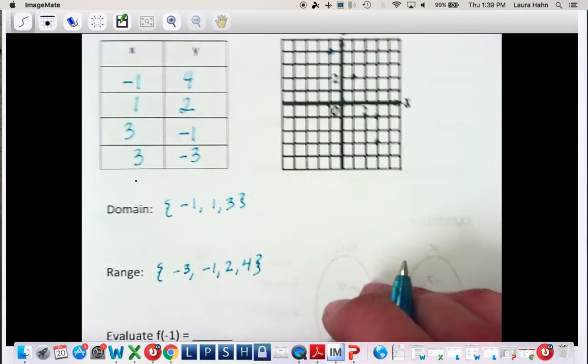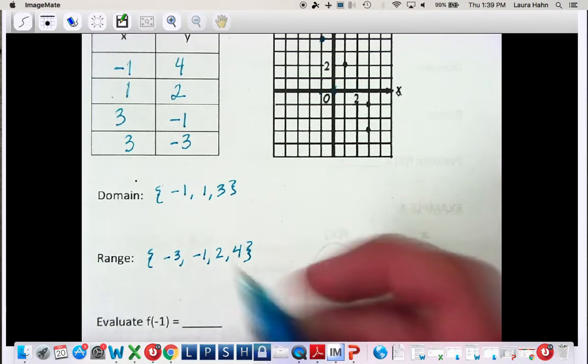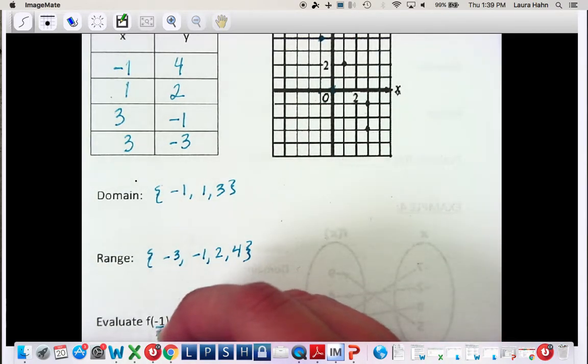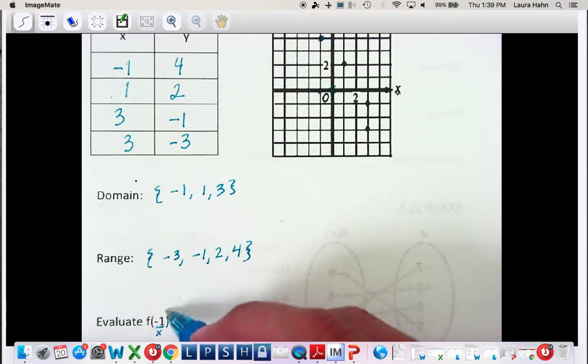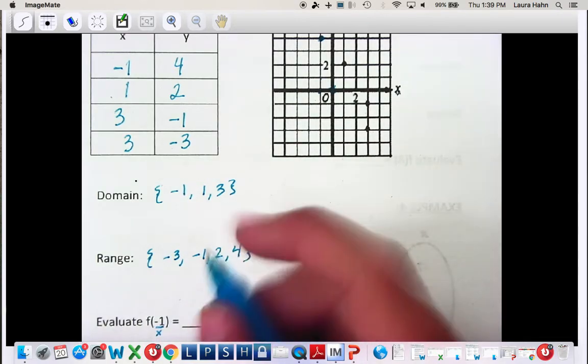All right, next it wants me to evaluate f of -1. Remember, inside the parentheses is our x, so the way we read this is the whole thing means y.